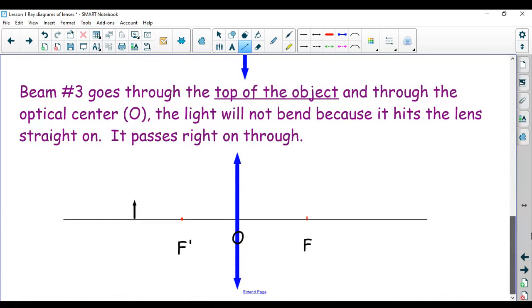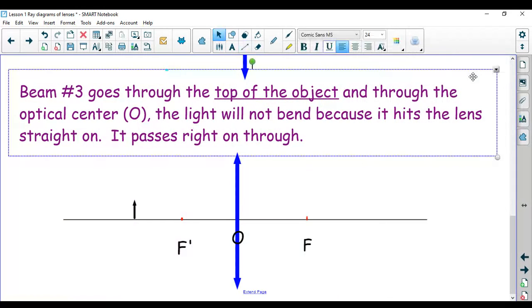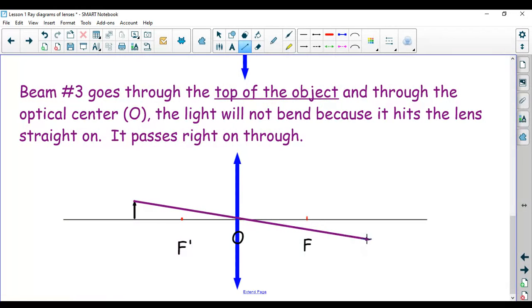Rule number three, the third line we're going to draw is this one. The third line is right through the optical center. So you're going to go right through the optical center from the top of the object right through the optical center. Now, it doesn't bend at all because the optical center, how it works is the light hits both sides of the lens right at 90 degrees, right straight on in, so that it actually doesn't bend at all. This means it goes straight through, passes right through the middle.